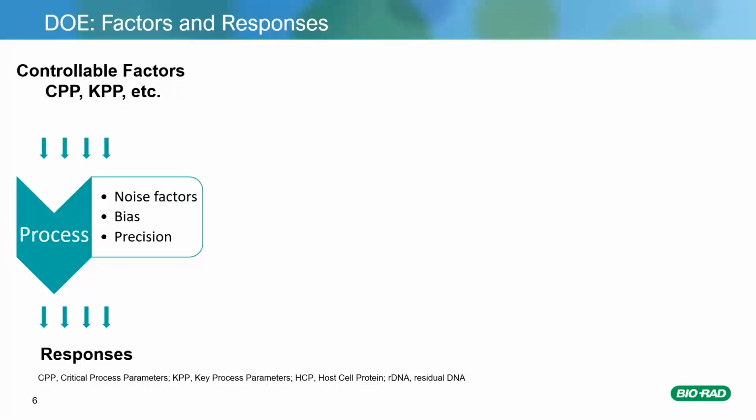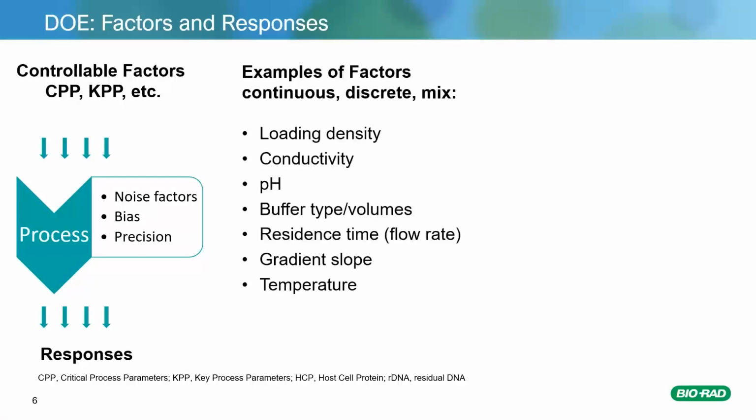This brings us to the output of the process, so-called responses. I've mentioned already some examples of factors that can be manipulated to measure the effect on the desired response, such as pH and conductivity, which are examples of continuous type factors. Others worth mentioning are loading density, volumes of buffers used, residence time, or gradient slope, but there could be many more. An example of a discrete factor is buffer type.